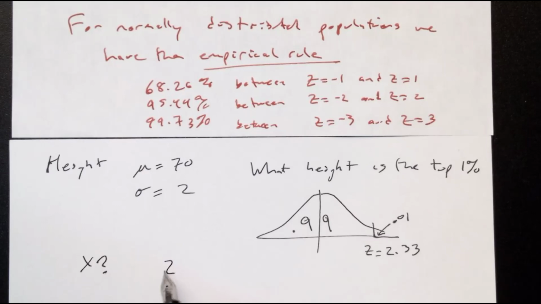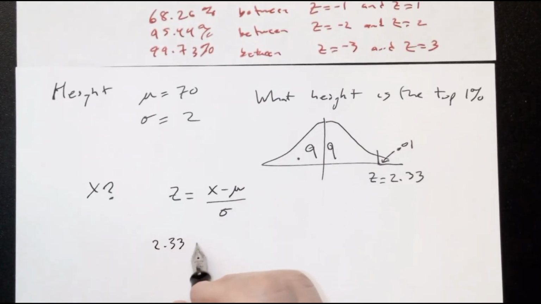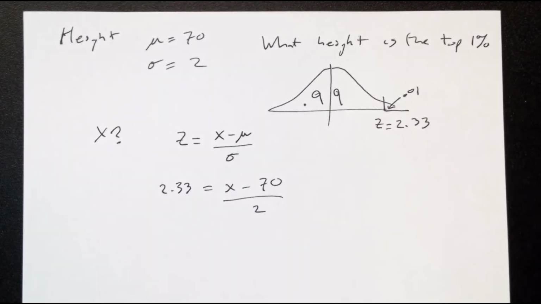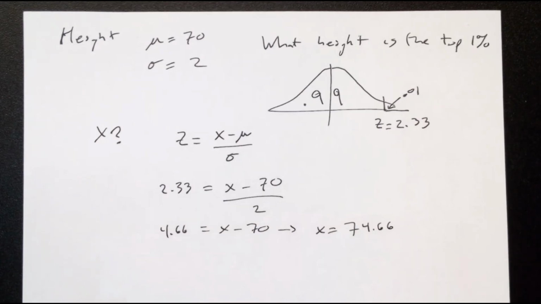I have Z equals X minus mu over sigma. I'll put in all the numbers I know. 2.33 is X minus 70 over 2. And now I know exactly how tall this person needs to be. 4.66 equals X minus 70. So X equals 74.66 inches, which is only 6'2" and change.